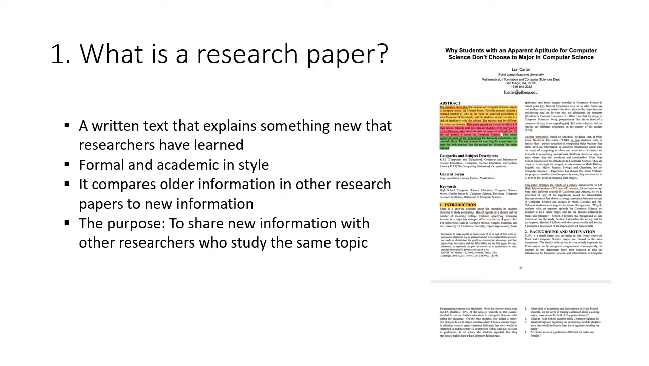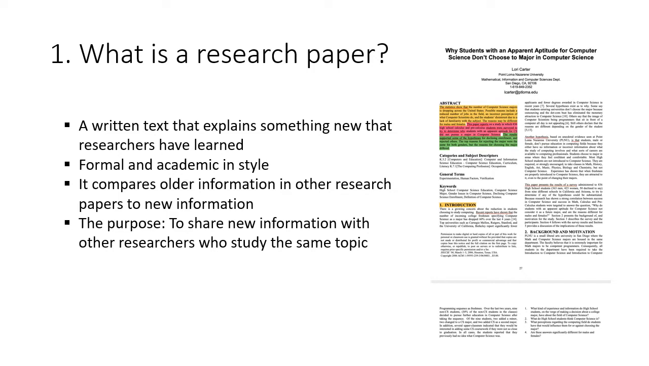Here you can see on the right hand side in a very small font we have an example of a research paper, but let's look at what it really does. First, it's a written text, okay, lots of words that explain something that the researchers have found, discovered or learned. When people write research papers, they use formal language and it's very academic. So what that means is they avoid informal words, slang words and contractions and things like that.